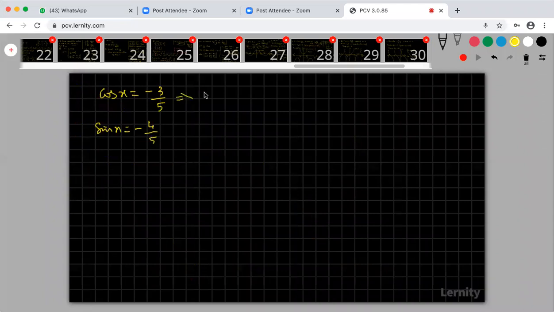Okay, if cos x is minus 3 by 5 means what is your secant x? Your secant x is the reciprocal of this cos x. So what is the reciprocal? Minus 5 by 3. Okay, your sin x is minus 4 by 5 means what is cosecant x? My cosecant x is the reciprocal of this, minus 5 by 4. Okay.